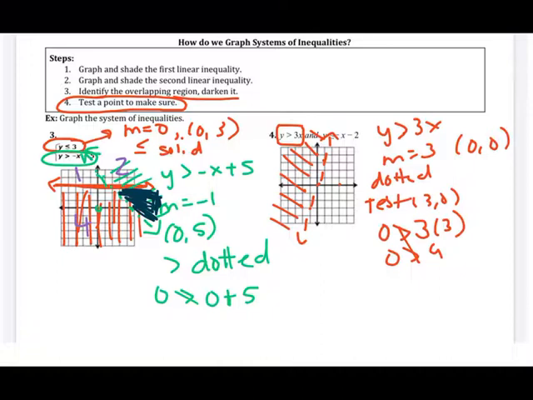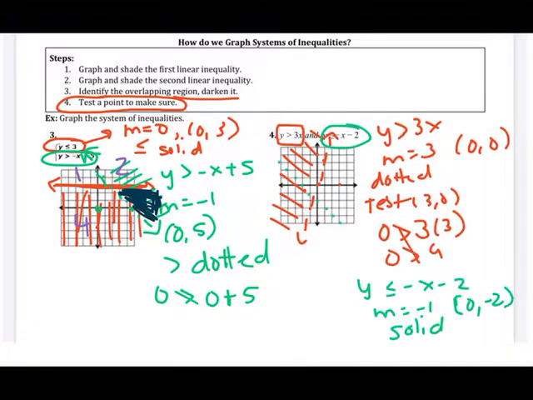Now do the same thing with the other inequality. Pause the video and graph the other one, and I'm going to use green for that. So my slope is -1, so I'm going to move down 1, right 1. My y-intercept is 0, -2, and this is going to be a solid line because there is an or equal to symbol underneath.